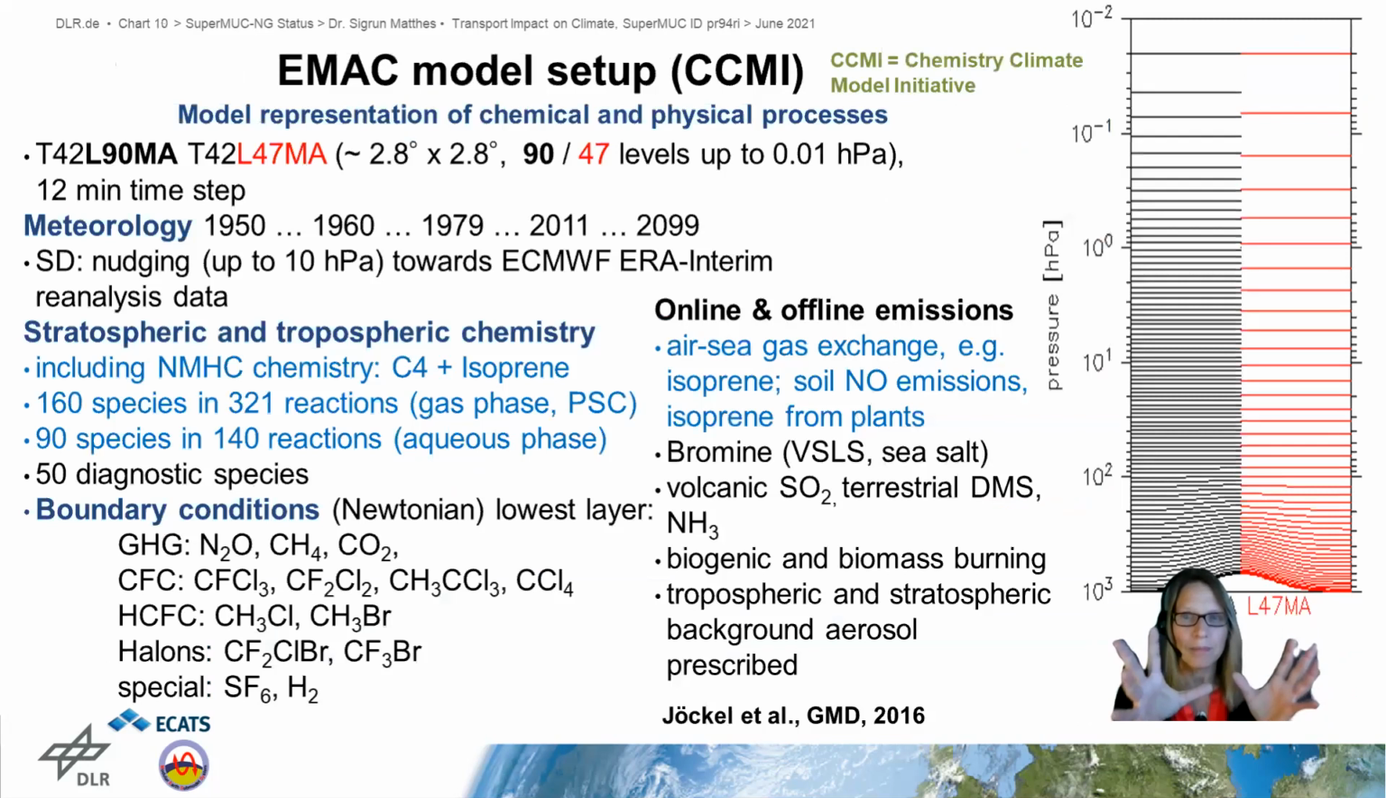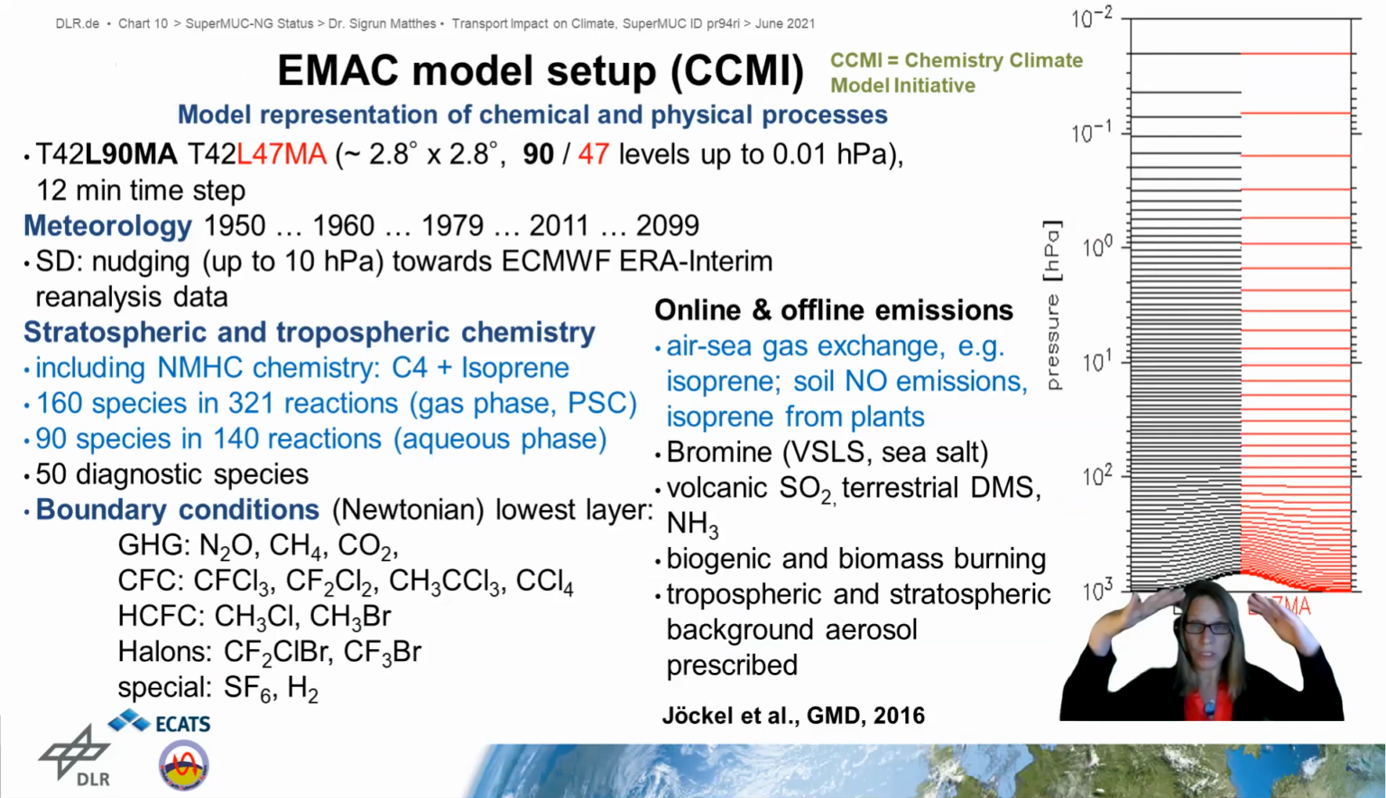This leads us to the possibility to construct whole model setups. And this is from a chemistry climate model initiative, just by way of example, to show you what such model setups and model experiments look like. And in fact, we also have a vertical discretization of the domains, and we do meteorology nudging, and we have online and offline emissions, and a lot of atmospheric chemistry processes are represented in our simulations.